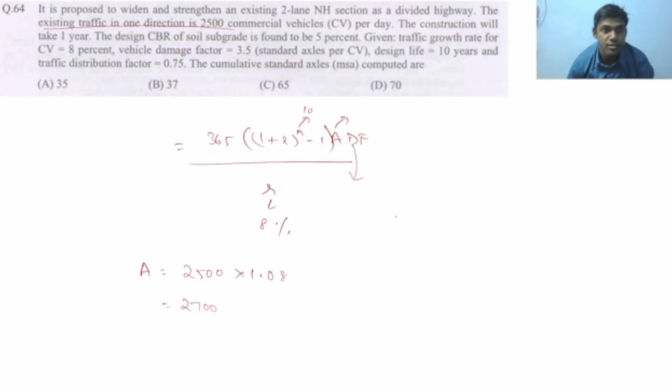D is the traffic distribution factor, that is 0.75, and F is the vehicle damage factor, that is 3.5. So after substitution, we will get the cumulative standard axles as 37.47. So it is rounded off to 37.